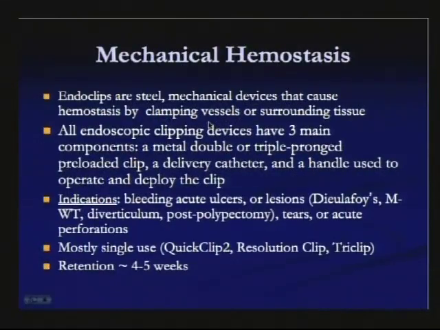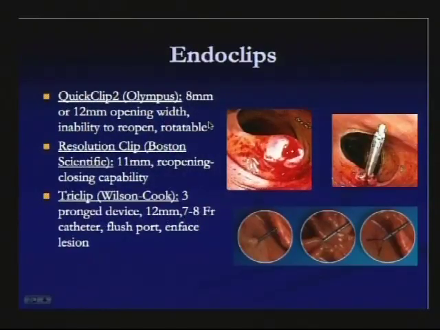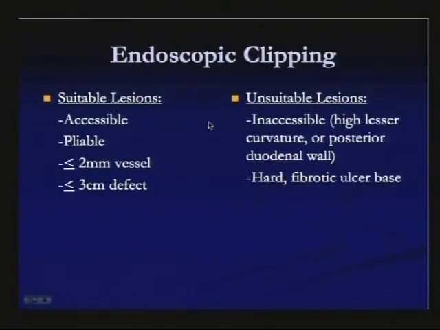Mechanical hemostasis, these are different kinds of clips. They come in different sizes. Some of them are rotatable, some of them are not. Some of them you can open and close. Some of them, once you close, you cannot open. And each is from a different kind of industry. These are the lesions that we're able to do clipping on: accessible lesions, pliable, small blood vessel, and less than 3 centimeter defect. The others become more technically challenging.